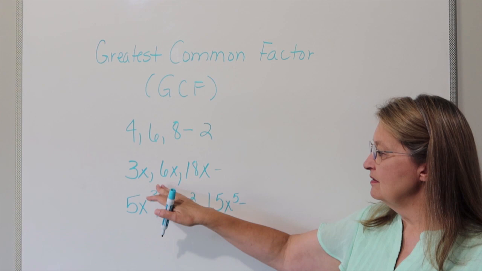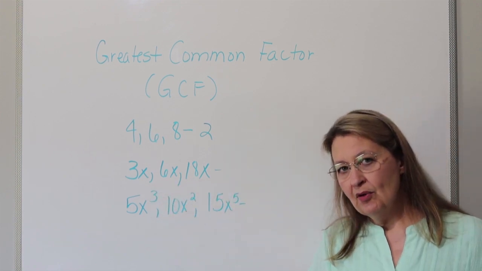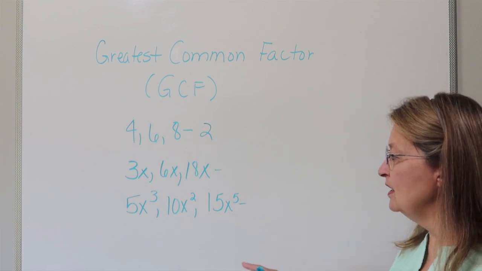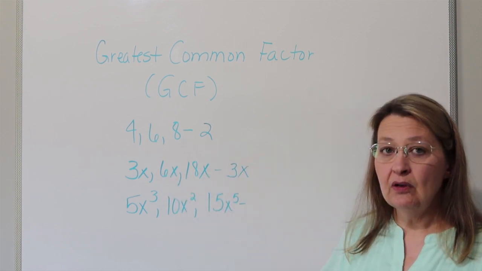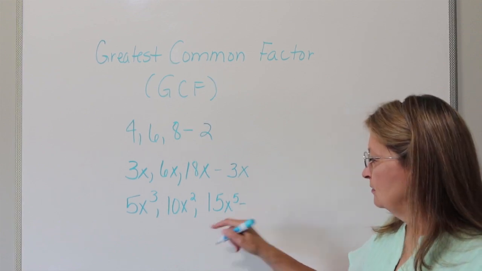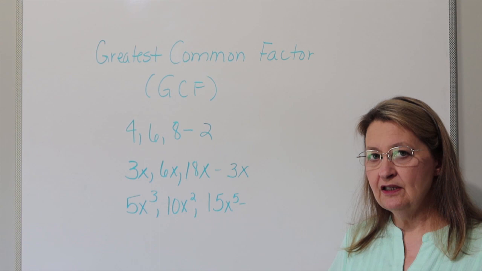Now look at 3x, 6x, 18x. What's the largest number that goes into all of these? Well, 3 will go into all of them, but so will x. Let's look at this one: 5x to the third, 10x squared, 15x to the fifth.